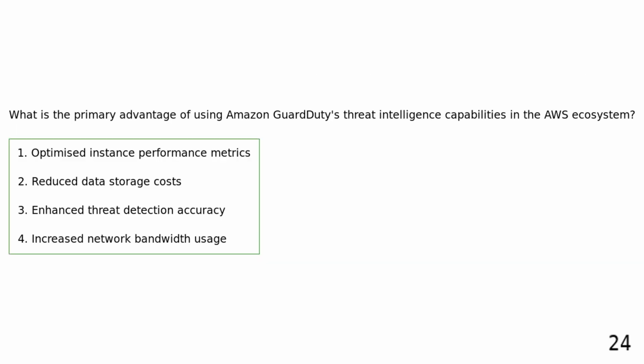What is the primary advantage of using Amazon GuardDuty's threat intelligence capabilities in the AWS ecosystem? Optimized instance performance metrics. Reduced data storage costs. Enhanced threat detection accuracy. Increased network bandwidth usage.